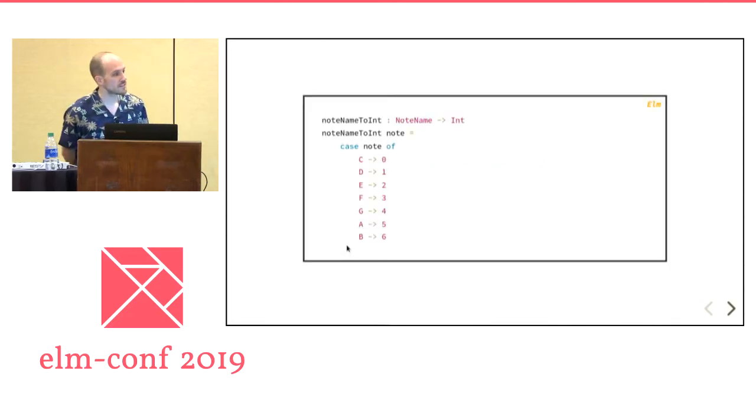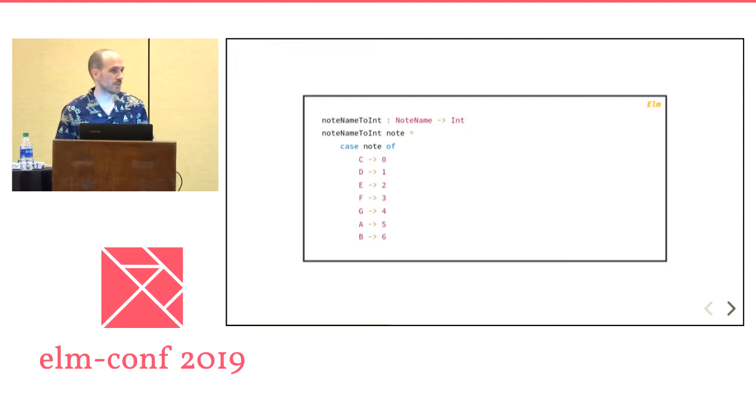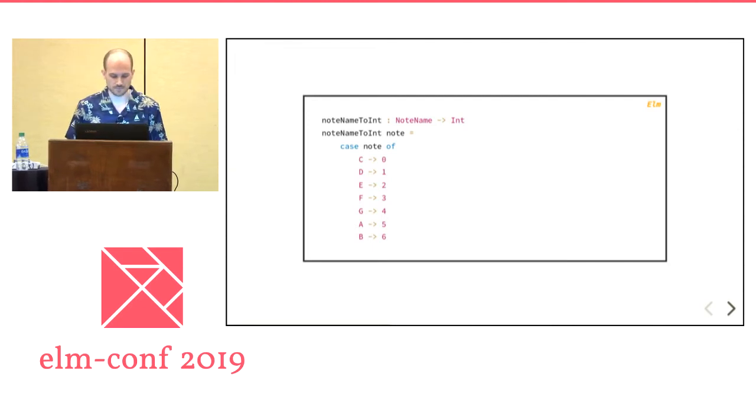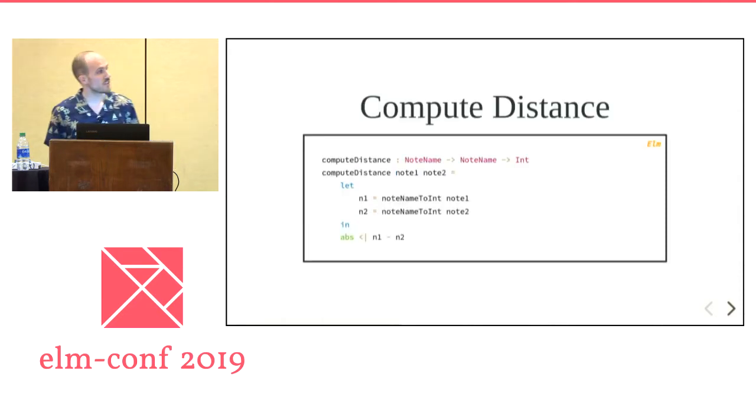So if we map these to an integer, we can now compute some kind of distance. I pass in the note name, either A through G or C through B, and map that to an integer. And now we can compute distance. Now with my first naive approach, there is a problem with this.